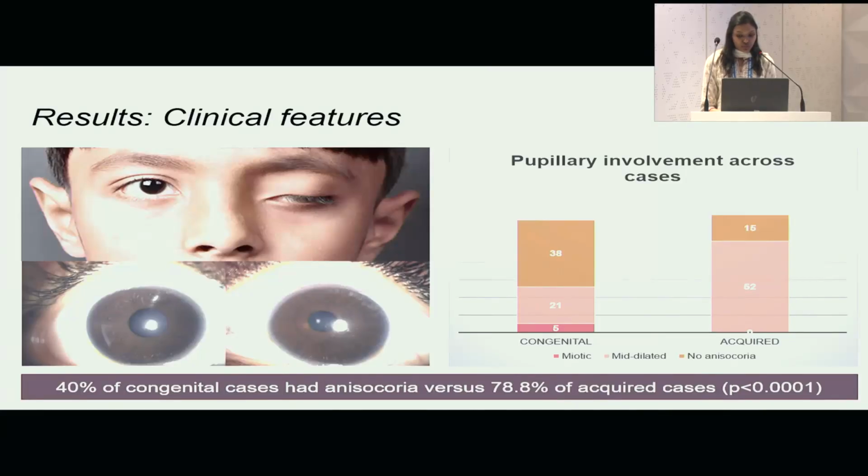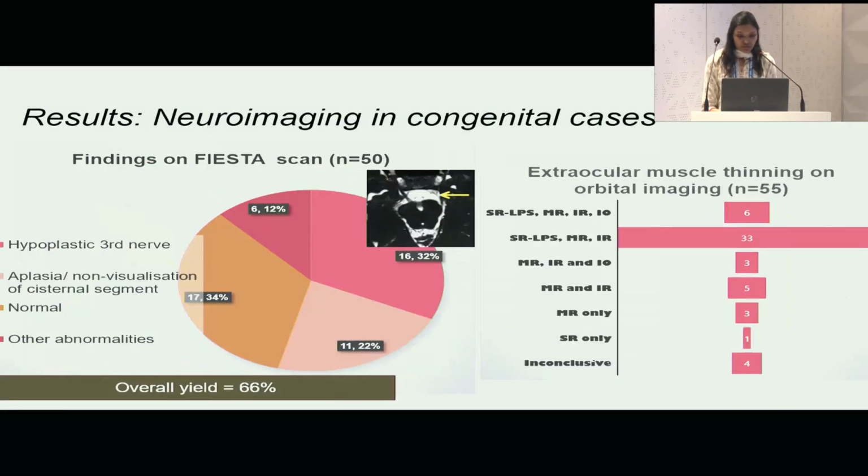However, a miotic pupil was also observed in about 8% of the congenital cases, and most of these cases on neuroimaging revealed a hypoplastic or an aplastic third nerve. So these are the neuroimaging results of the congenital cases.